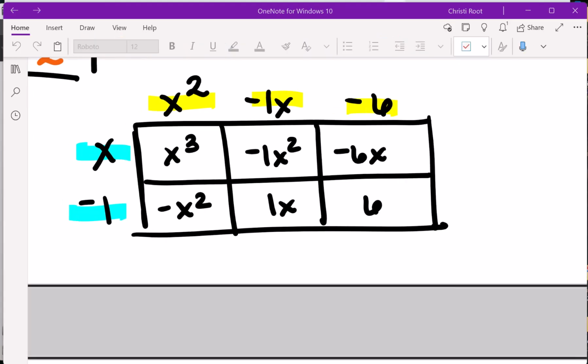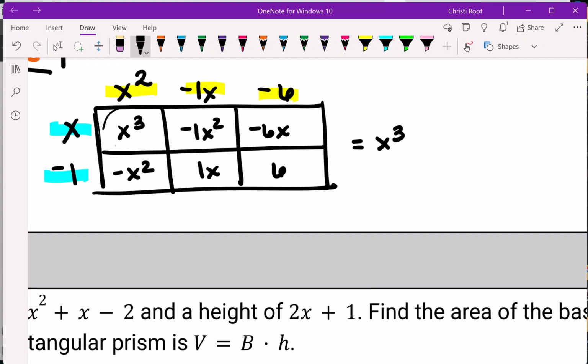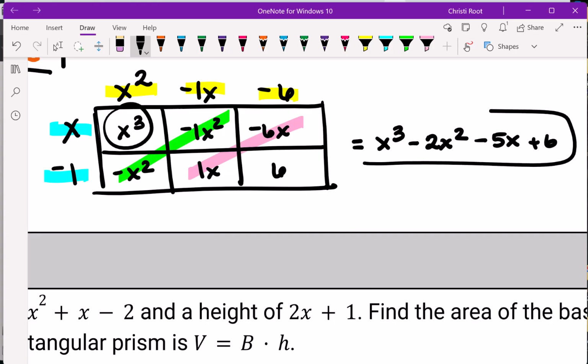Okay, so now that I have everything filled out, I can go ahead and write my final answer. So I have x to the third here. Add these two together. I can go ahead and just highlight them for you. So that's going to be negative 2x squared. This is going to be minus 5x, and finish it out with a plus 6. Final answer.